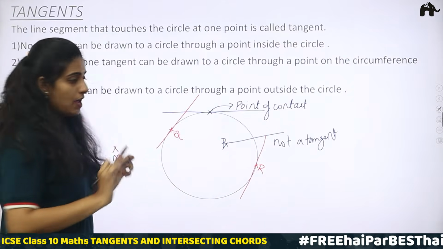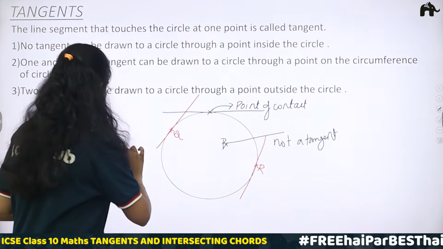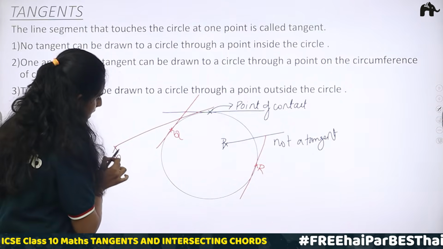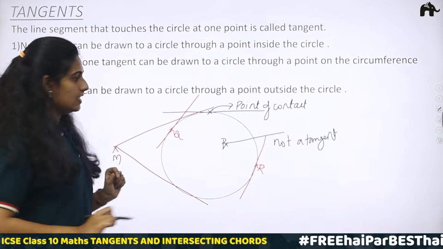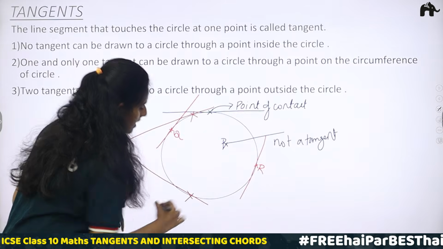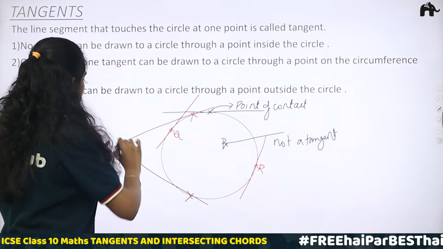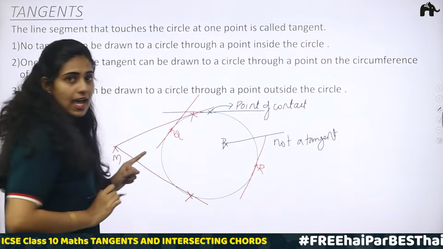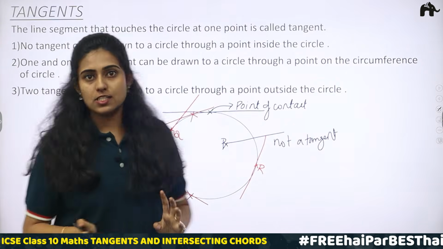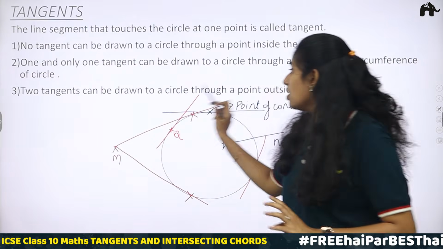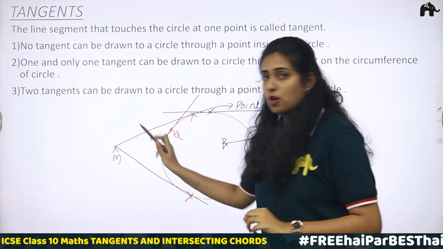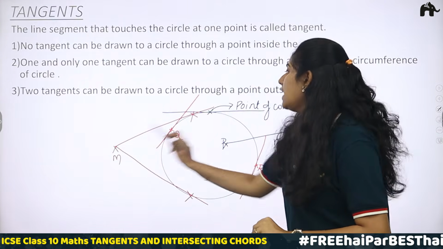From this point M, I am trying to draw tangents. Now this line is the tangent. Similarly, this line is the tangent. Here it meets the circle at this point, and here it meets the circle at this point. Yes, so we are able to draw two tangents to the circle from a point that is exterior to the circle. Understood? So, two tangents can be drawn to a circle through a point outside the circle. Outside, when you consider a point, you will be able to draw two tangents.